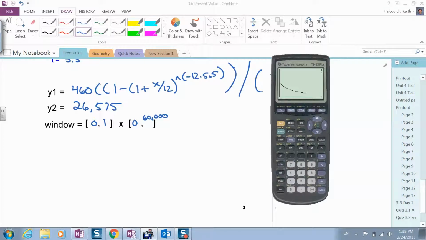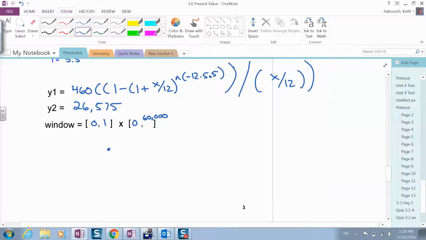So when you graph it, it'll look like this. So you get your intersection at 0.0488. So when you round that, you can get 4.9%. And that will be your interest rate that you need to get these amounts.